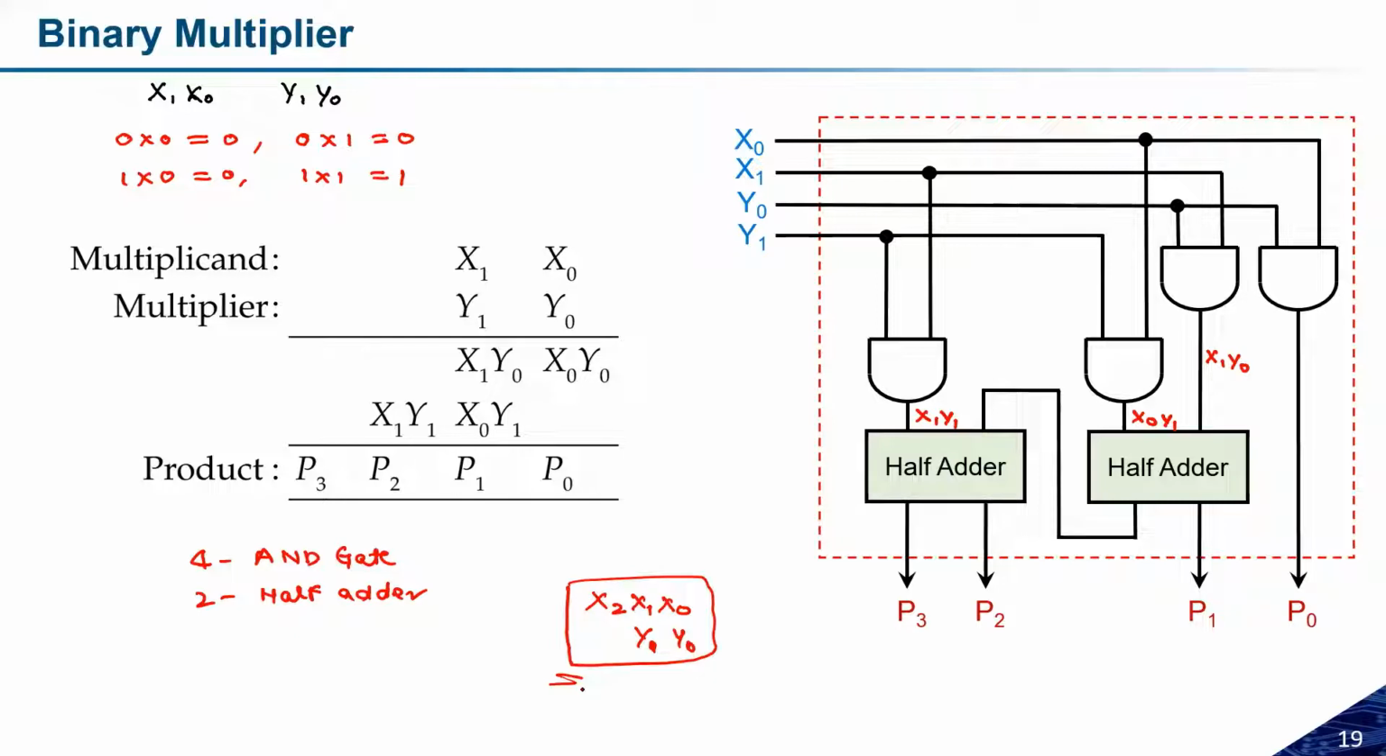Sir, two half adder and one full adder. Two half adder, one full adder. Okay, what about AND gate? How many AND gates are needed? 6. 6 AND gates are needed?